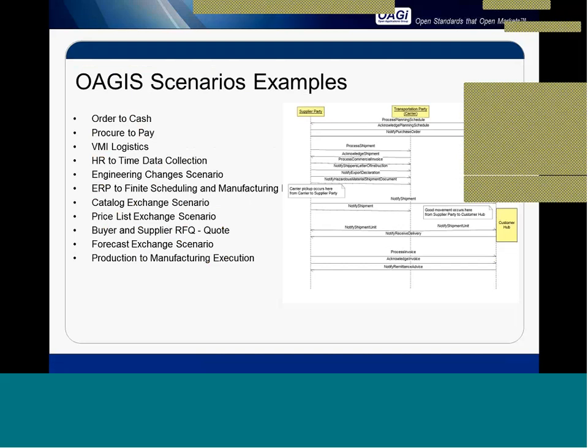Here are some examples. We have over 60 scenarios that we include with the current release of OAGIS. And these include some of the obvious processes that we all have to address up front: order to cash, procure to pay, vendor managed inventory, logistics. We have several scenarios around that, and you can just go down the list. And all of them are included in the documentation. Later in this webinar, I'll show how to find and access those scenarios in our documentation.